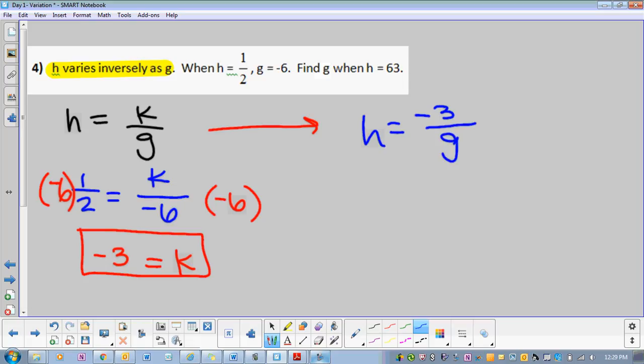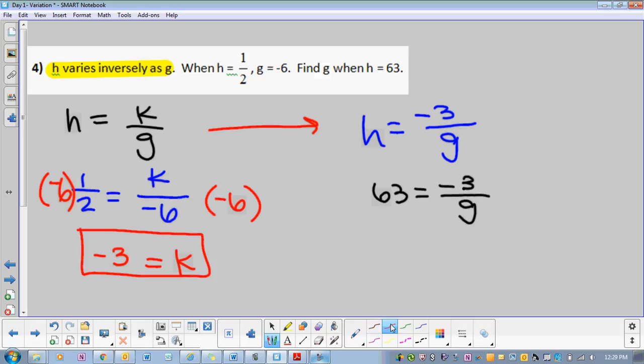Right? So then using that, find G when H equals 63. -1/21. What'd you get? Okay. All right.